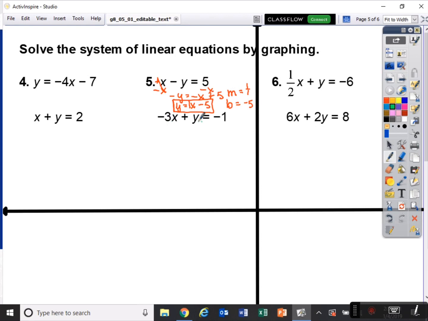And now we look at the second equation. I see that this one also does not have y by itself. Well, the only thing keeping y from being by itself here is that negative 3x. So to get rid of a negative 3x, we would add 3x. So now I've just got y equals, again, we know the x needs to go first. I'm going to go ahead and write the x first. The plus is really just telling me it's a positive, so I'm just going to put 3x minus 1. So y is by itself. I can now say, okay, m equals 3 over 1. Y-intercept is negative 1. And now we can graph.